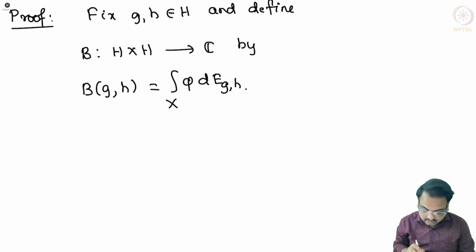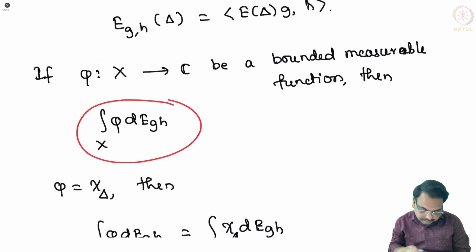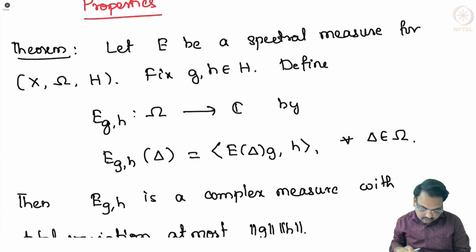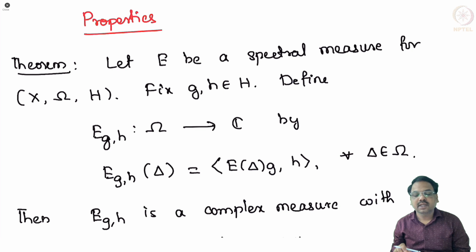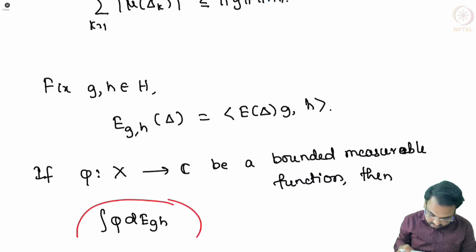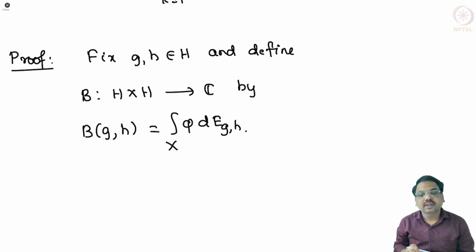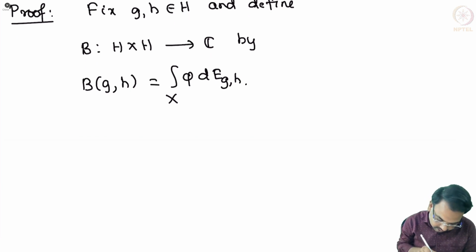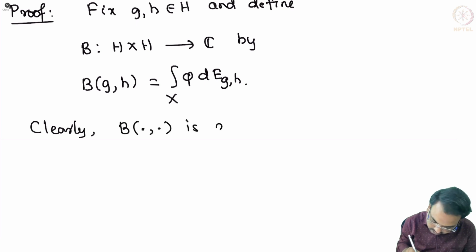Okay. Let us look at the earlier theorem. So we have shown that E_gh at delta, that is the inner product of E of delta acting on g with h, is a complex measure. Now if you look at the inner product on the right hand side, when delta is fixed, since the inner product is linear in the first variable and conjugate linear in the second variable, we can conclude that the map B that we have defined is a sesquilinear map. That means it is linear in the first variable and conjugate linear in the second variable. So we can easily check that clearly this map is a sesquilinear map.